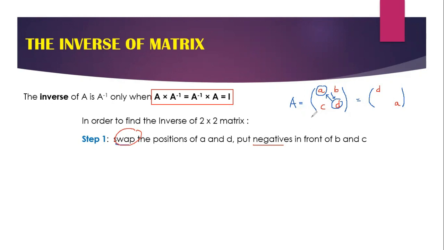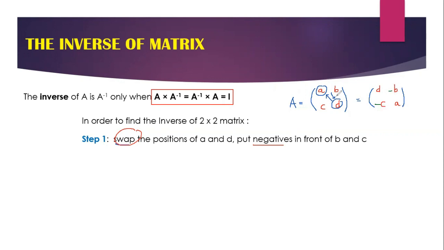So you just insert the negative here. So it will be negative here, negative, negative. Here is negative C and here is negative B. So you don't need to swap C and B. Swapping elements applies to the A and D elements, but for the rest just put negatives in front of B and C.